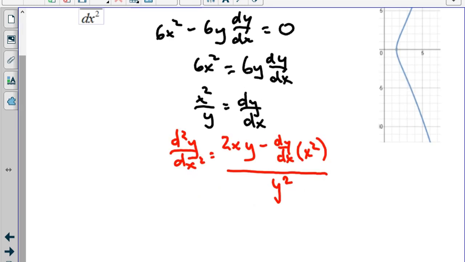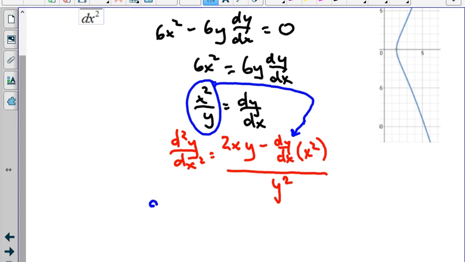So you end up with d squared y over dx squared equals 2xy minus x squared dy/dx, all over y squared. Now notice you have a dy/dx inside of your d squared y over dx squared. That happens very commonly. If this is a multiple choice question on the AP exam, they will not have your answer looking like this. So you will have to substitute x squared over y in where dy/dx was.